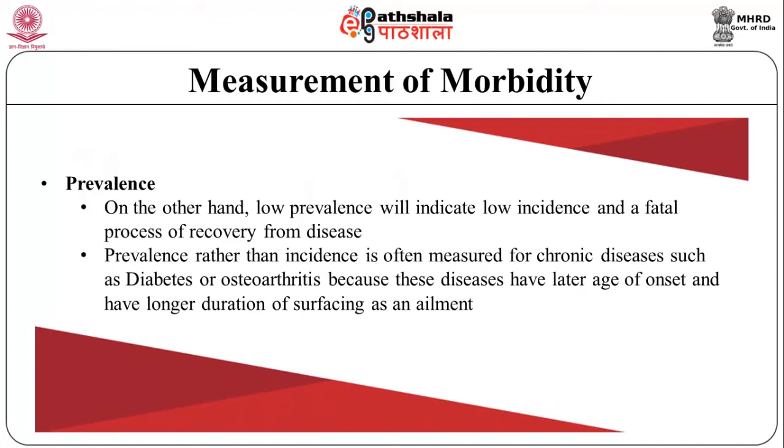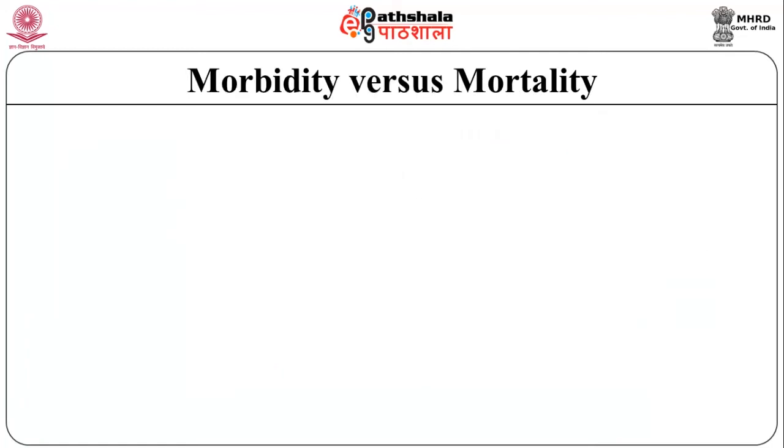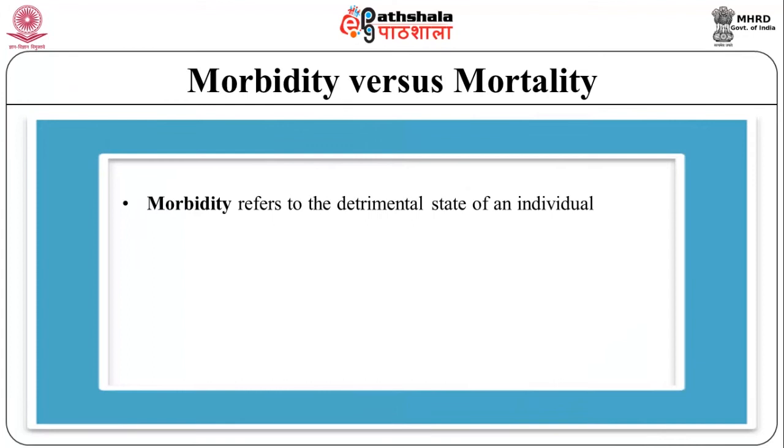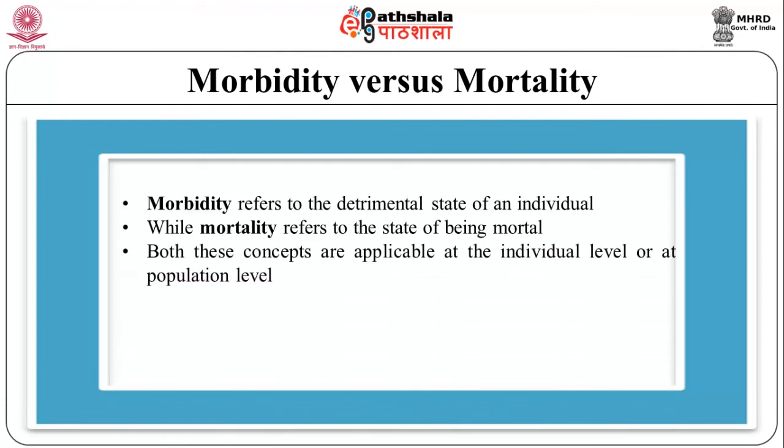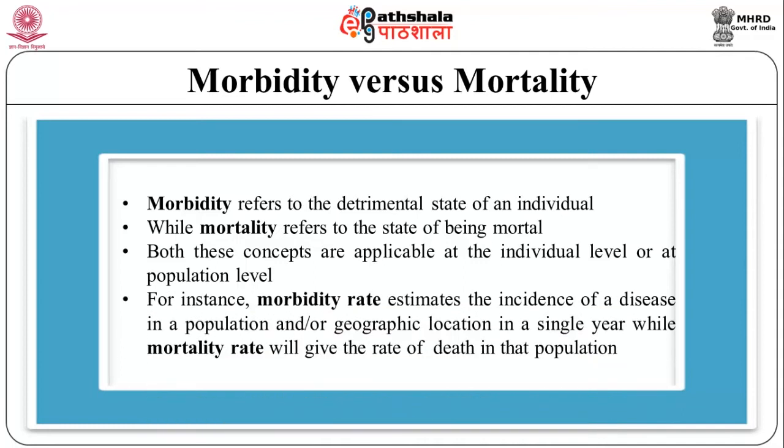Prevalence rather than incidence is often measured for chronic diseases such as diabetes or osteoarthritis because these diseases have a later age of onset and have a longer duration of surviving as an ailment. Now, what is morbidity versus mortality? Morbidity refers to the detrimental state of an individual, while mortality refers to the state of being mortal. Both these concepts are applicable at the individual level or at the population level. For instance, morbidity rate estimates the incidence of a disease in a population and/or geographic location in a single year, while mortality rate will give the rate of deaths in that population.